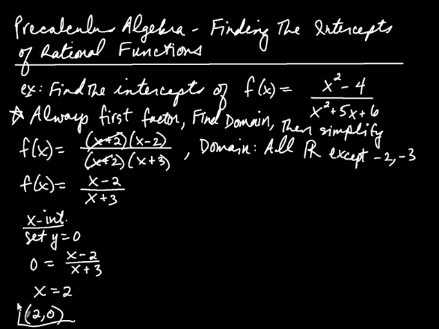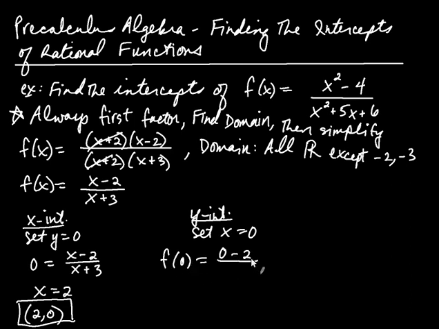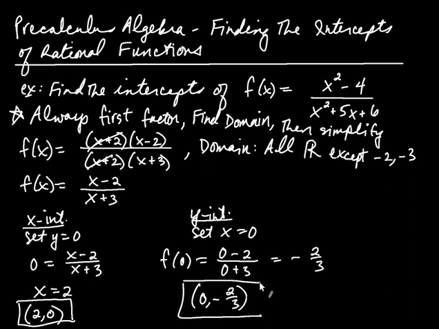That's your x-intercept. And now to find your y-intercept, you set x equal to 0. And so you replace x with 0, and you get f of 0 is equal to 0 minus 2 divided by 0 plus 3. And we get -2/3. And so the y-intercept has the coordinates x is 0 and y is -2/3. Okay, and that would be our y-intercept.